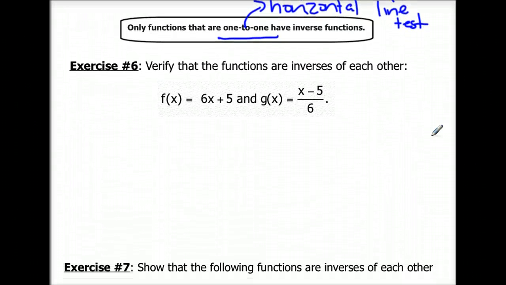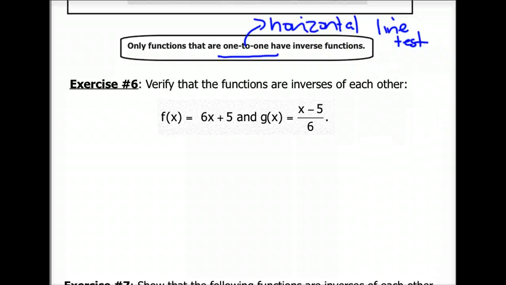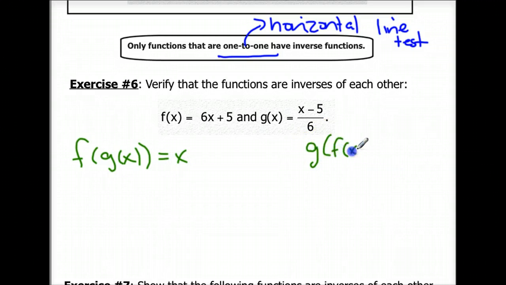So I have exercise 6. I want to verify that these two are inverses of each other. There are 2 things that I need to do. I need to show that f of g of x is equal to x, and I need to show that g of f of x is equal to x.